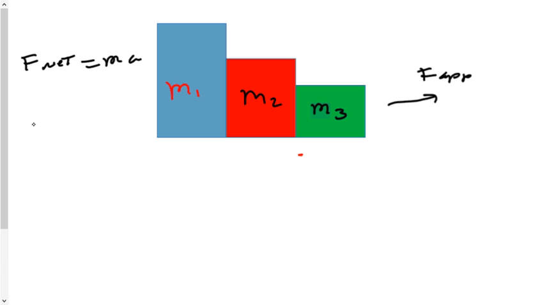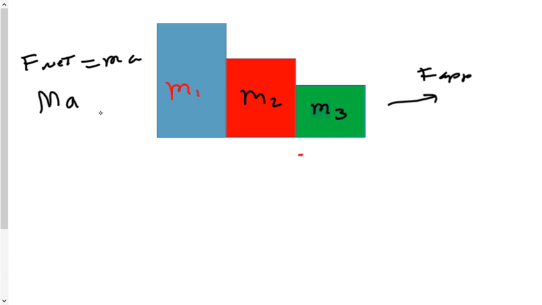Now, what about a system of objects that are accelerating along a horizontal surface? Again, let's ignore friction. Let's call this one M1, we'll call this object M2, and this one M3. And of course, we have a force applied going in this direction. If there's no friction, then force net is just going to equal m times a. In this case, force net is going to equal a capital M times a.